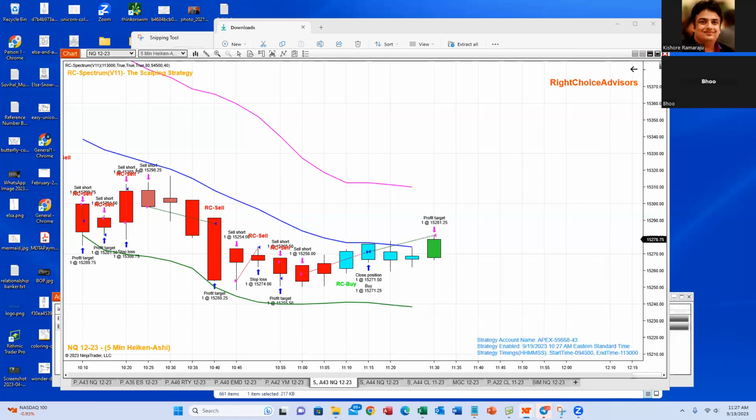Target filled. One more target filled on the bullish side. Now we may see another 2 or 3 target fills. So now 15277. We may see up to 15. Yeah, this target is after we enabled. So this is the first target and this is the second target, Kishore. Okay, cool, that's good. We had a small loss and 2 targets.